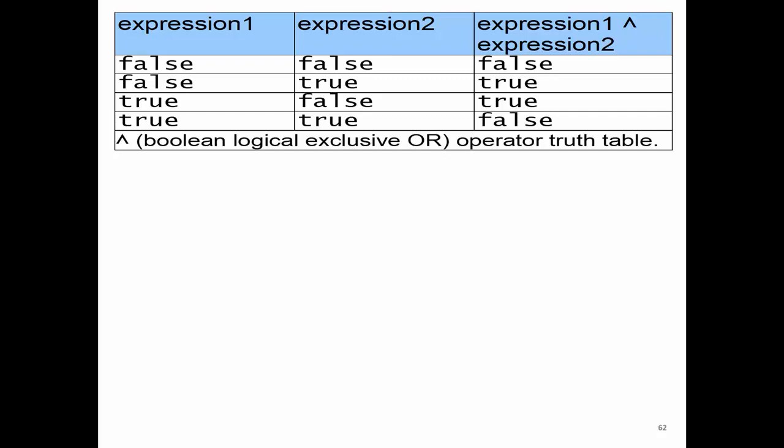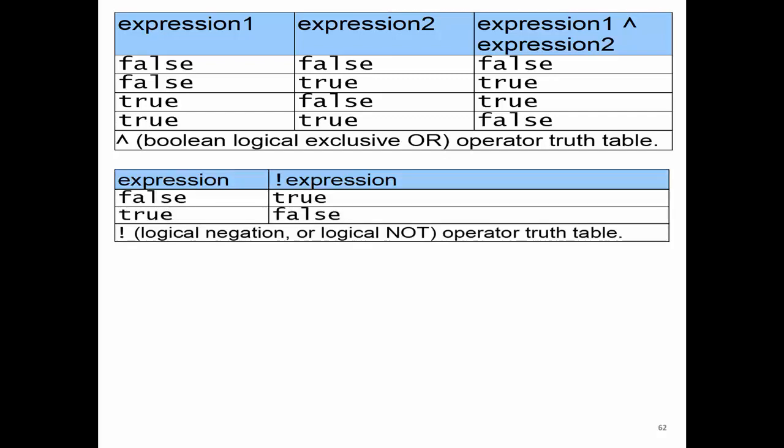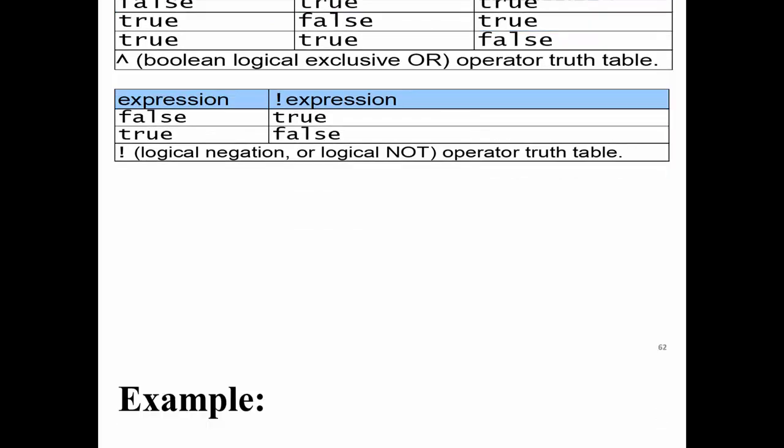Now, exclusive OR is the one that you run if and only if one of them is true. If both are false or both are true, you skip, because the evaluation for exclusive OR is false. Negation is the opposite. If the expression is false, you execute. If the expression is true, you do not execute.